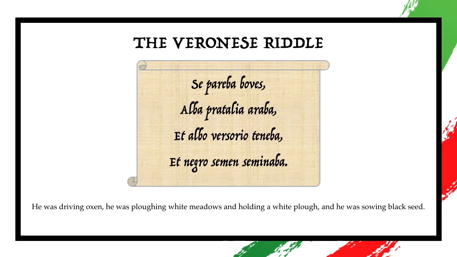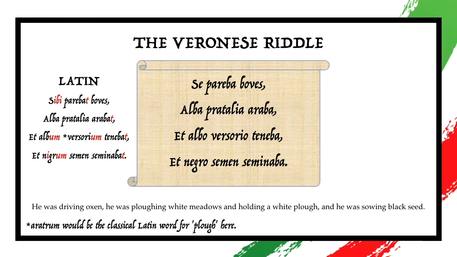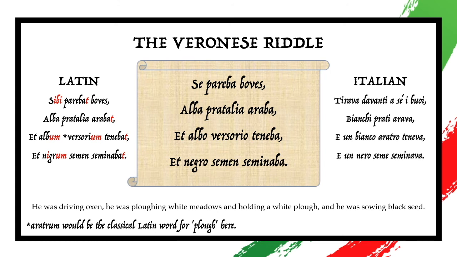The Veronese riddle is considered by some to be the earliest example of an Italian Romance language, but others consider it to be late Vulgar Latin. It dates from the 8th or 9th century and was scribbled on the side of a page of parchment. Here is what it would be in classical Latin, with the differences highlighted in red. And here is the modern Italian. It is thought to come from the area of Verona, as the words parar and versoro for driving and plough are still used in the dialects of the Veneto region today.